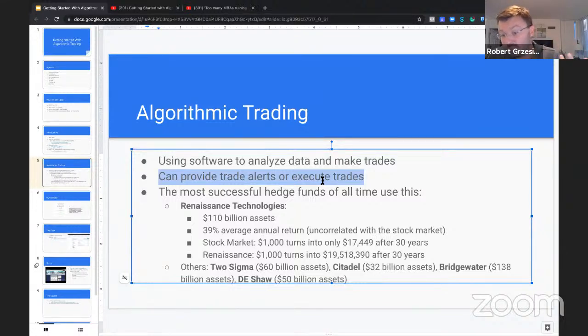Some people are more comfortable doing that. Some people would rather have the algorithm buy for them. Some people like doing day trading. Some people like buying and selling 100 times in a day. There's a whole spectrum of different things that we can do. For example, you look at someone like Ray Dalio in Bridgewater.